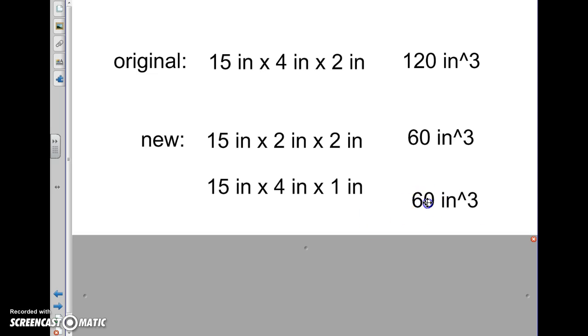So again, that works. As a reminder, when we want to find a rectangular prism with half the volume of another one, we just need to half one of the dimensions. All right, we are going to work on word problems using doubling and halving volume tomorrow.